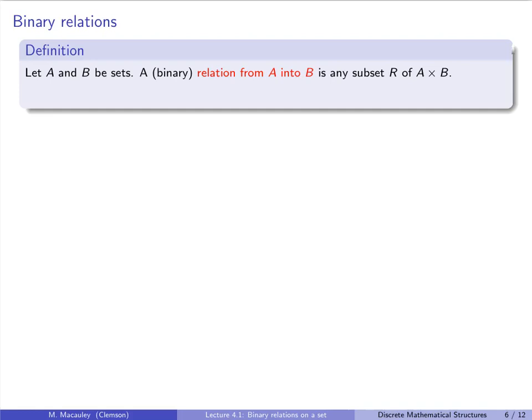Now we are ready to abstract the definition of a relation from the examples that we've seen. So let's let A and B be sets. A binary relation from A into B is any subset R of the Cartesian product A cross B. If A and B are the same, and this is usually the case, we say that R is a relation on A.